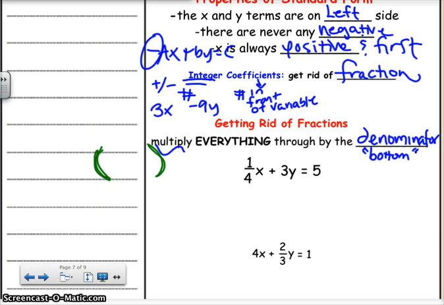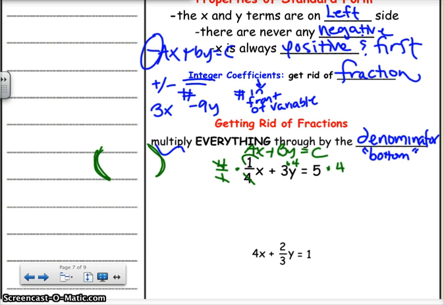So 1/4 x plus 3y is 5. First off, it's almost in standard form, ax plus by equals c. The only thing that makes it not in standard form is the 1/4. That's not an integer. That's a fraction. So I need to get rid of the fraction by multiplying everything through by that denominator. It's really multiplying by 4/1. That's truly what's going on. So it cancels out the denominator.